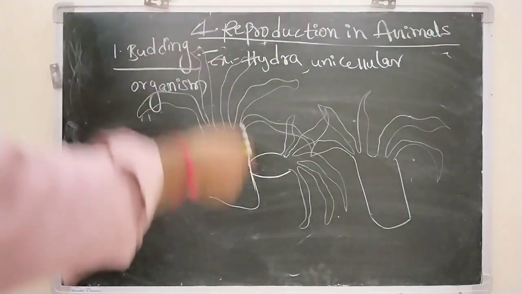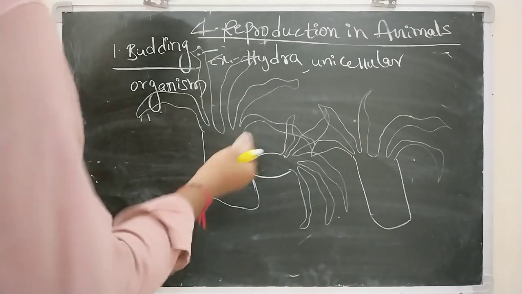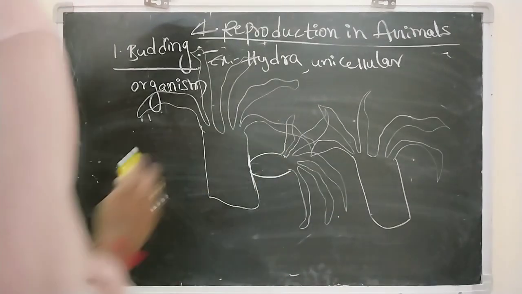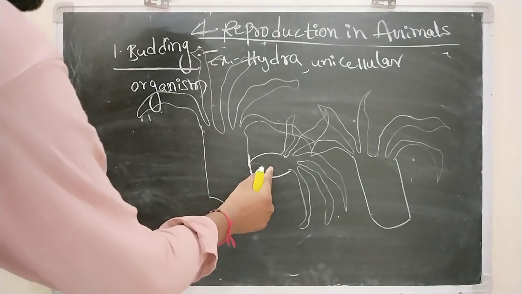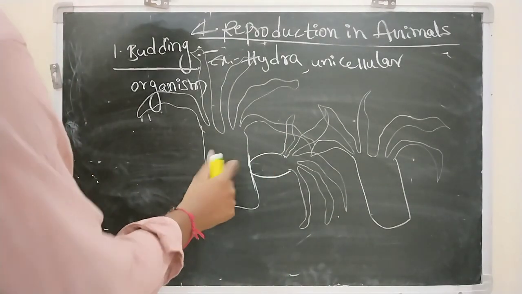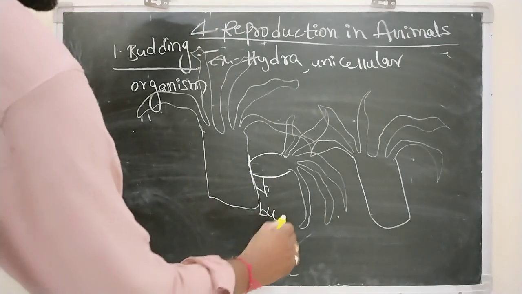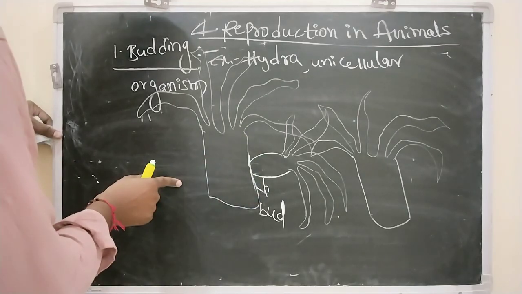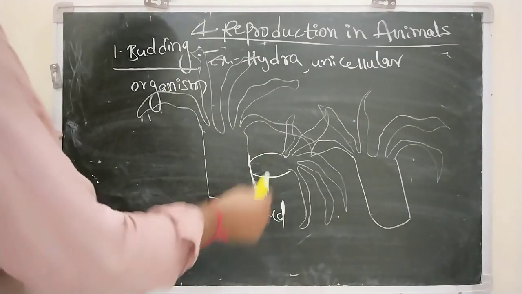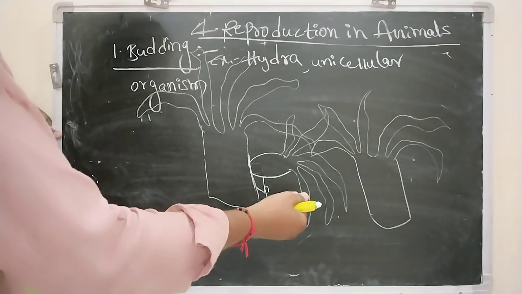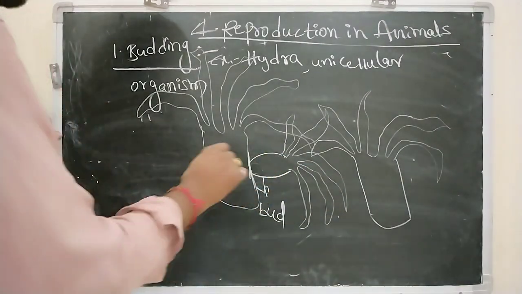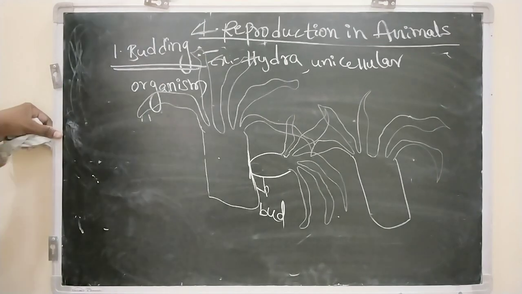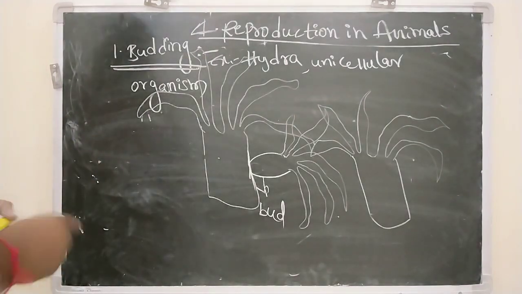That is why this type of reproduction, where no male and female organisms are involved and only a single parent is involved, is called asexual reproduction. The small growth which appears on the body surface of the parent hydra is called a bud. These buds are formed, two or three or four or five, from the body surface. As the bud size increases and bulges, and it grows, when it gets detached from the parent hydra, it grows as an independent organism. So this is called budding. Budding in hydra.